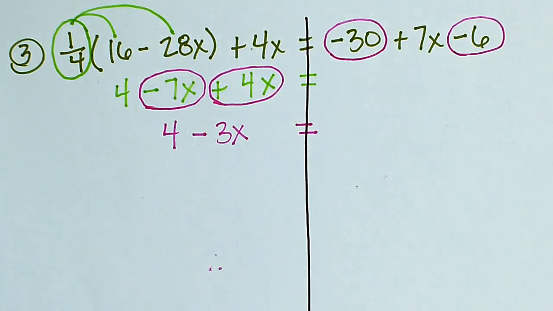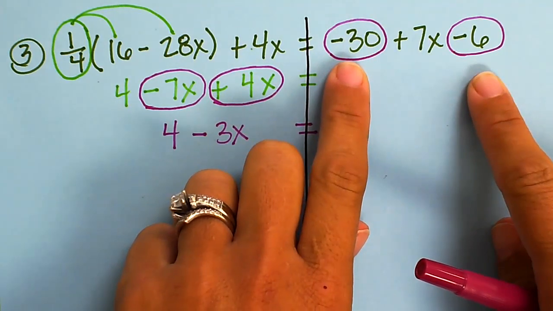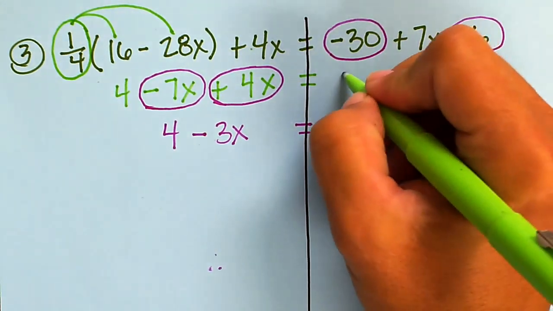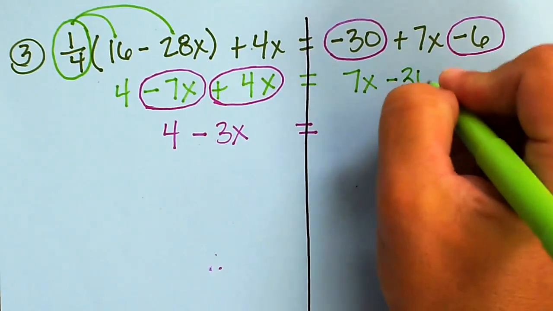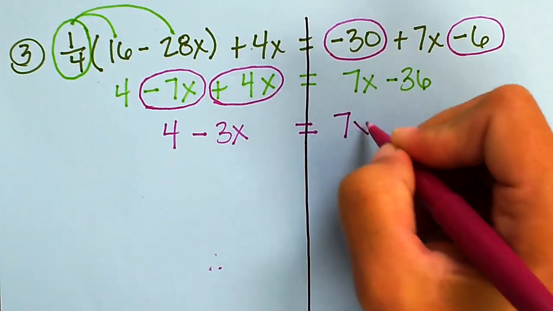Remember, the definition of like terms is same variable raised to the same power. Well, what variable is in these terms? There's not one. So that's the same, right? They're both constants. So negative 30 minus 6. So I still have my 7x. And then negative 30 minus 6 gives me negative 36. So that looks completely simplified to me.